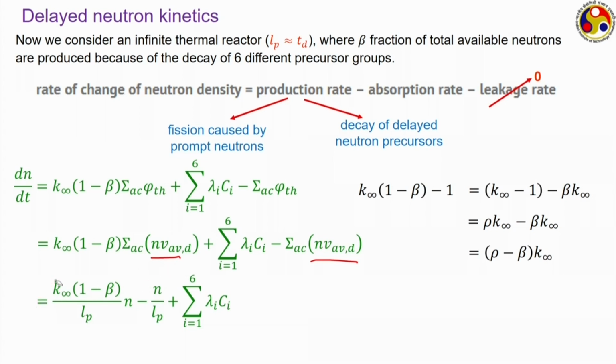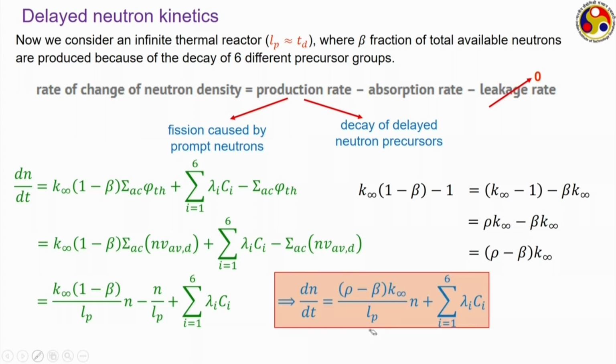So, if we substitute that into our equation, then this is the final equation for the neutron density that we are getting. Here on the left hand side, d/dt represents the rate of change of neutrons. In the right hand side, the first term combines the production from the fission of neutrons and also the absorption, and the second term corresponds to the decay of the delayed neutron precursors.